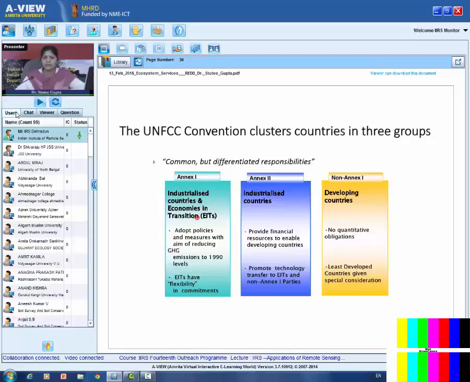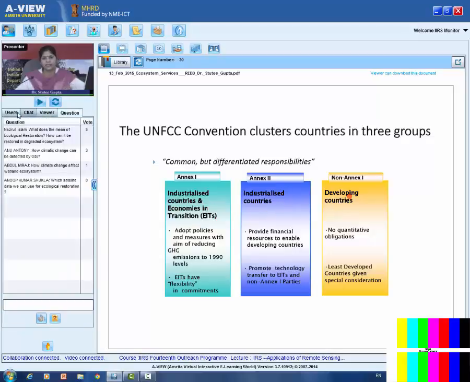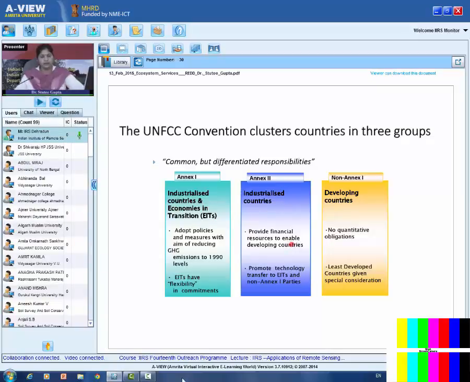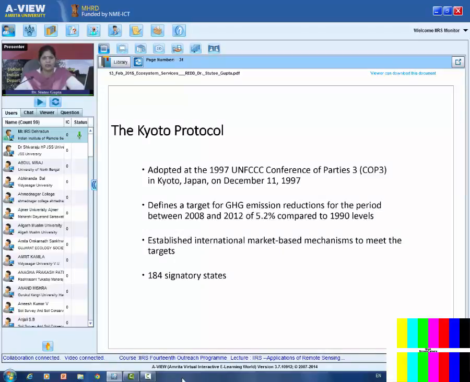Annex 1 countries are basically the industrialized countries and economies in transition. Then there are the industrialized countries, and then there are the developing countries. There are different mechanisms which state how countries should cooperate together so that climate change mitigation can take place without hampering the development of any country.